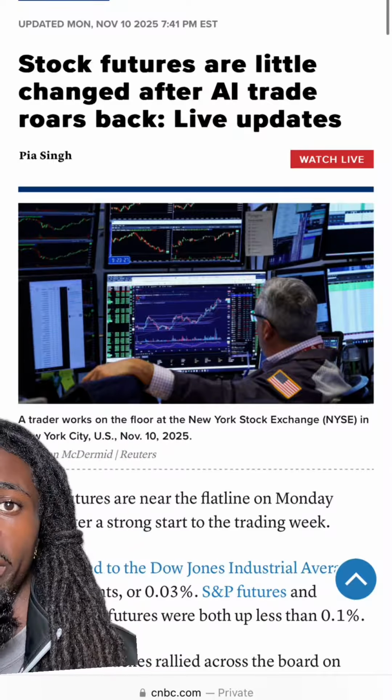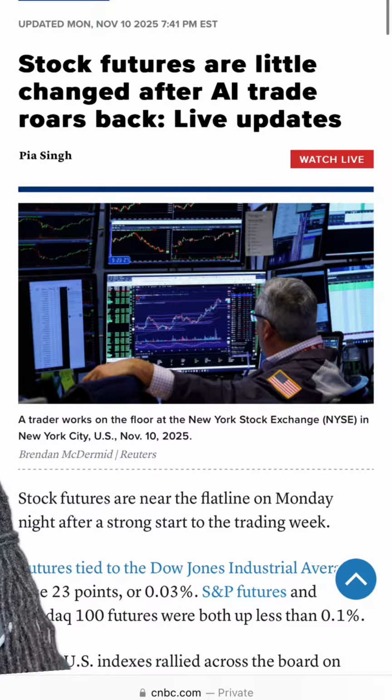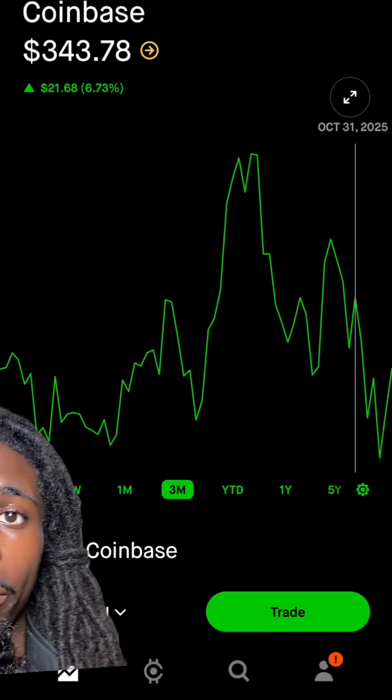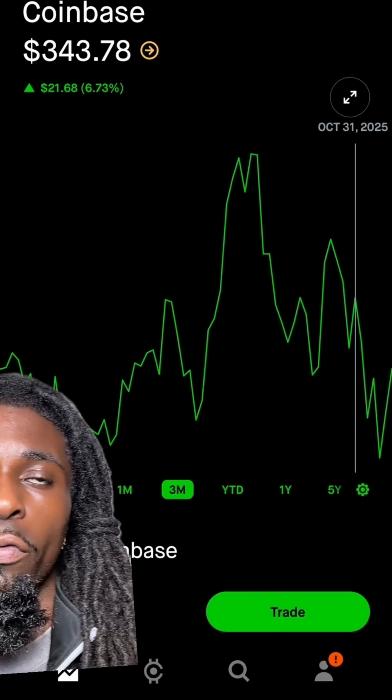Stock futures are little changed after the AI trade roars back. Stock futures are near the flat line on Monday night after a strong start to the trading week. I want you guys to be paying attention to Coinbase. This is the level I'm looking for next, from 322 to 344.